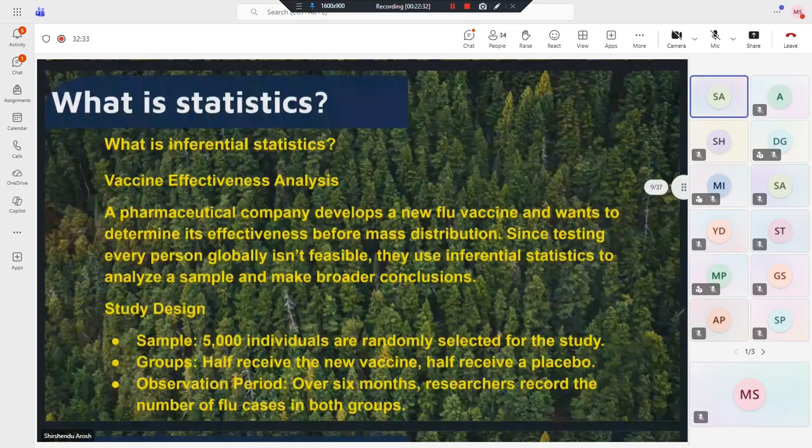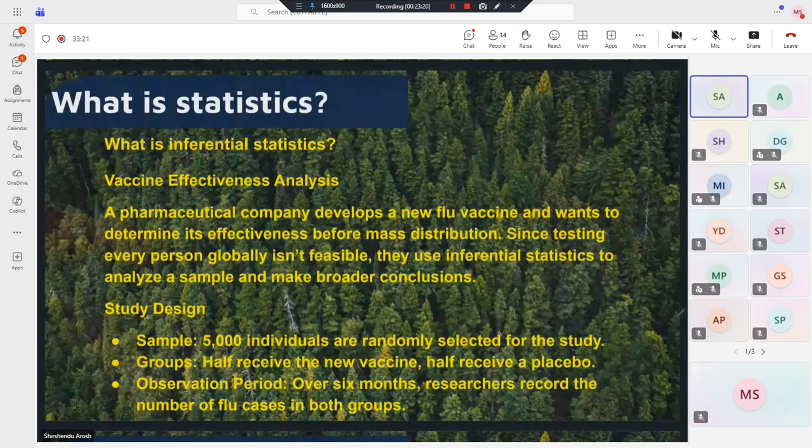A typical design of the study is to find 5,000 individuals. This is a human experiment, of course, so you need to take proper precautions to do all these things. The 5,000 individuals are randomly selected for the study. We divide them so that half of the group gets the actual, new vaccine, and half of the people get the placebo. That means you are not giving the actual vaccine; they are given probably water or something like that. The people getting the placebo don't know that they are not getting the vaccine. Only the experimenters know who is getting the actual vaccine and who is not.